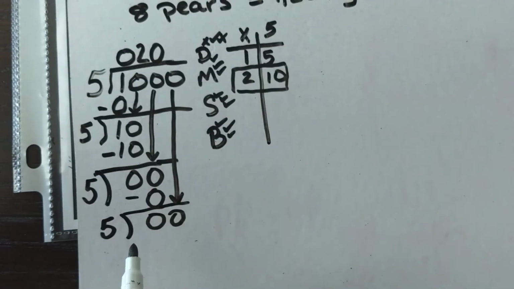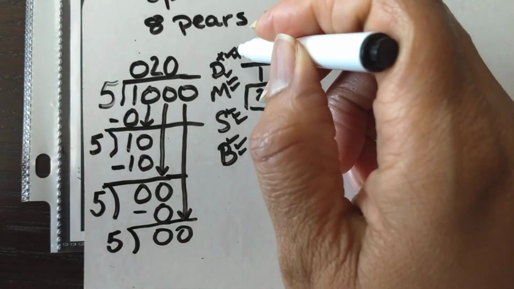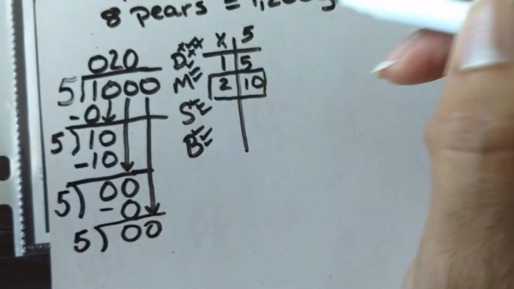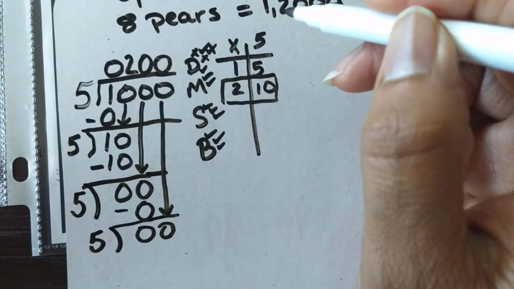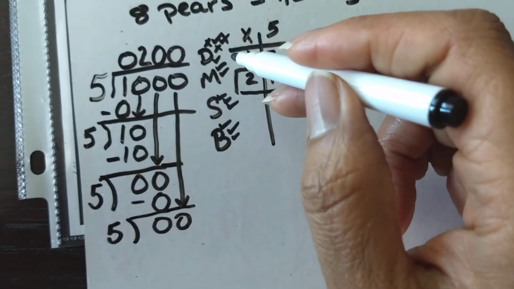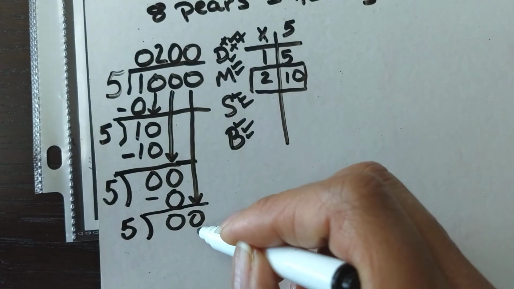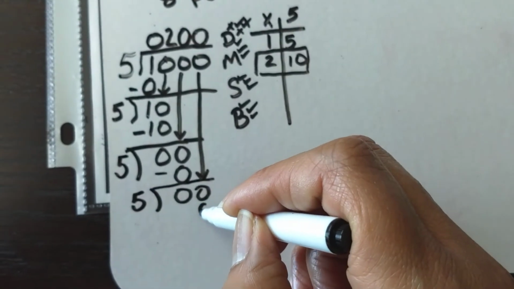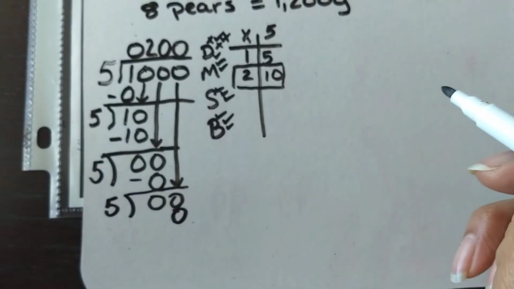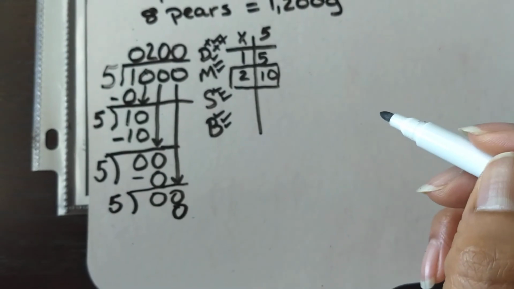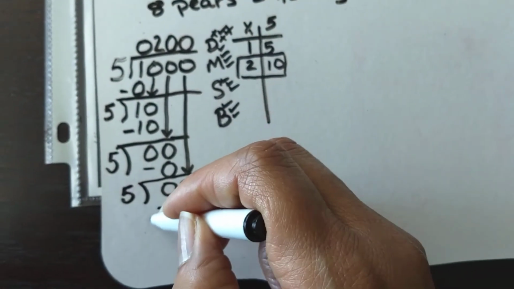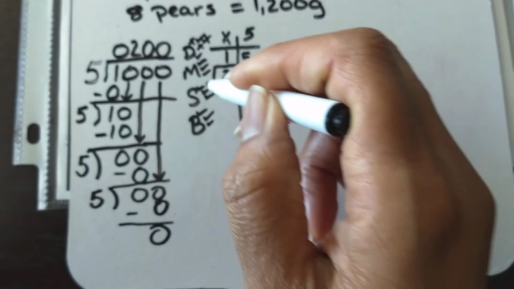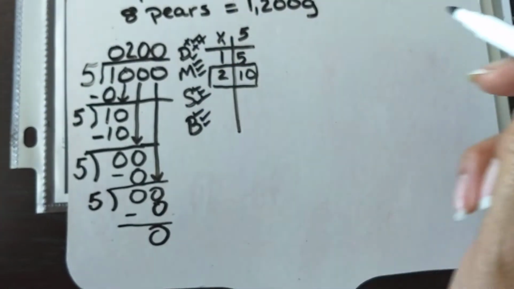Can I divide 5 into 0? And of course not. So I need to put an X. If there's an X on my D, I put a 0 here. Now it's time to multiply. 0 times 5 will give me 0, right? All right, now I just finished multiplying. Check. My next step is to subtract, and I get 0. So I am putting a check here.